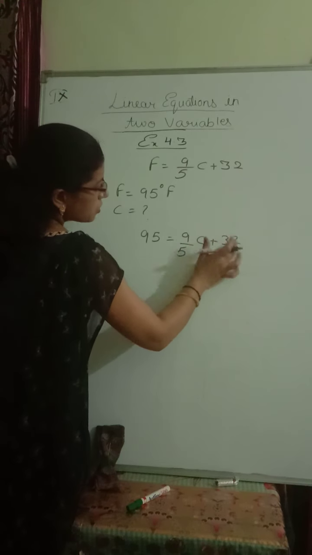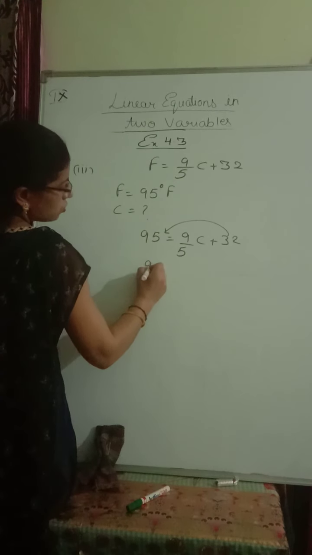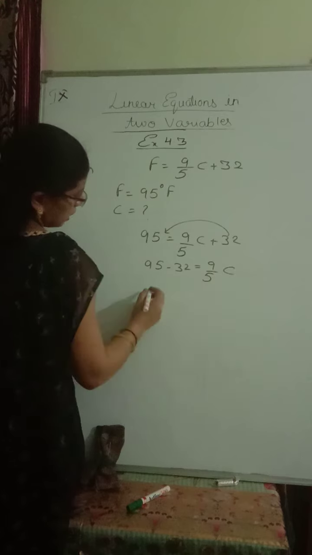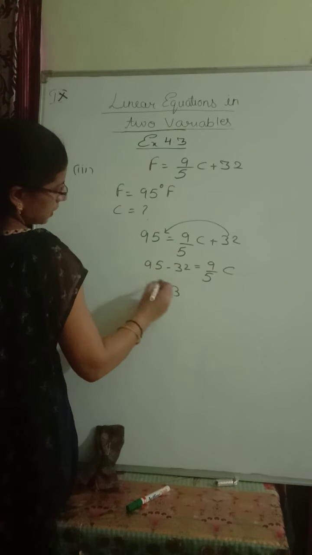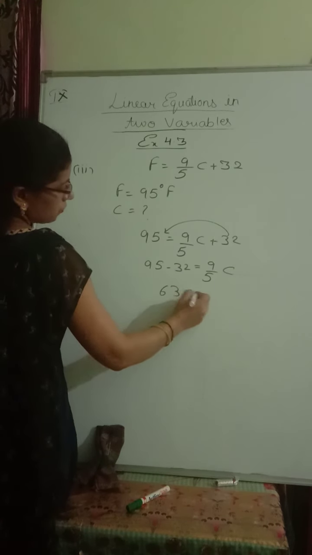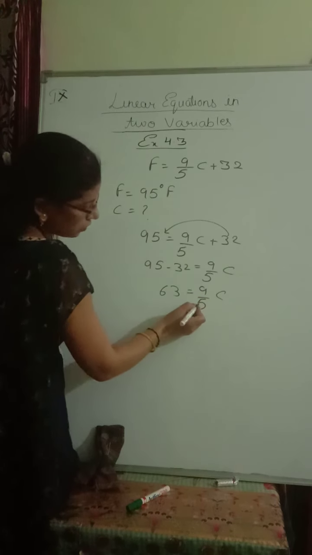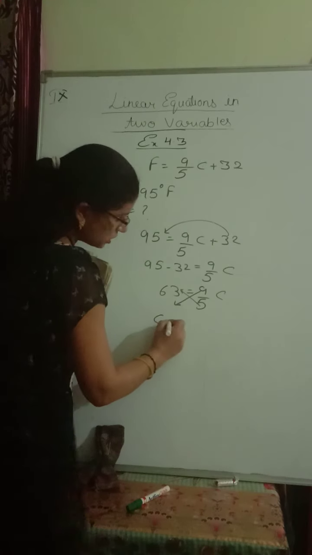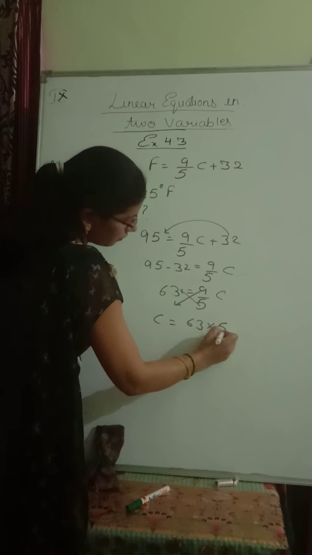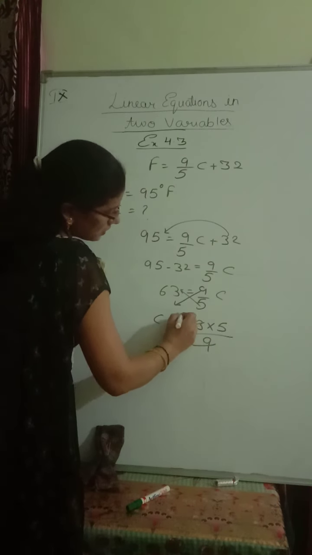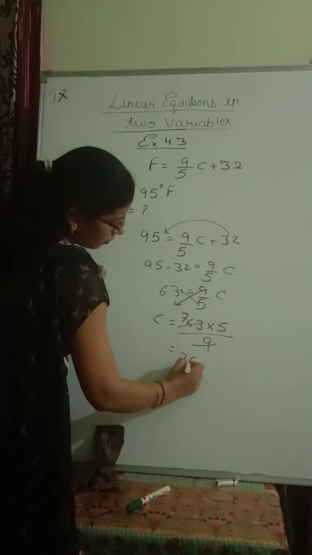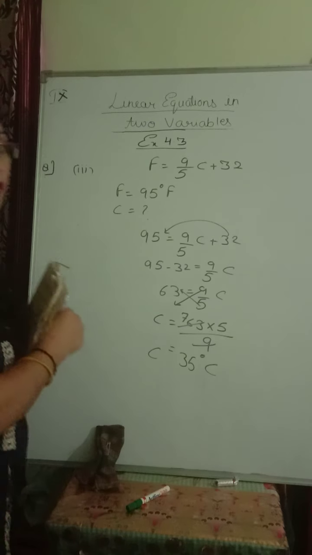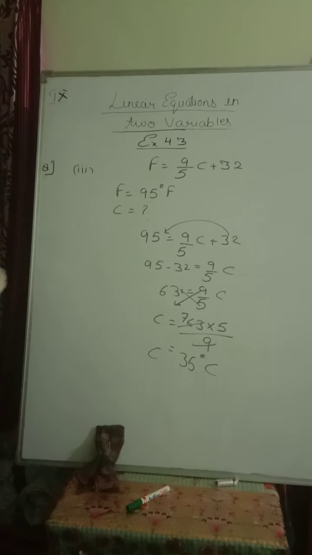There are two terms, so plus 32 you will bring to this side. So 95 minus 32 equals 9/5 C, so 63 = 9/5 C. Now this is the denominator, it will come in the numerator, and this is the numerator, it will come in the denominator. Therefore C = 63 × 5/9. 9 sevens are 63, 5 sevens are 35. So your answer is 35 degrees Celsius. The value of the third part is 35 degrees Celsius.